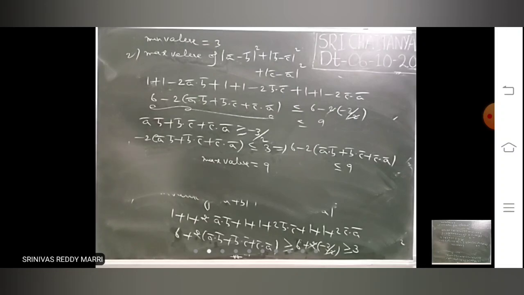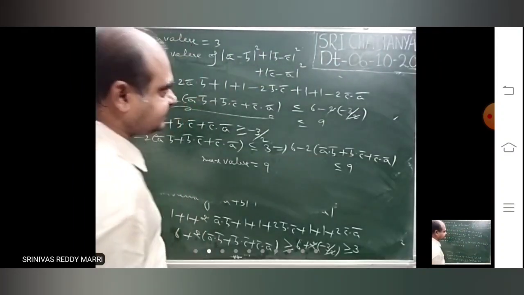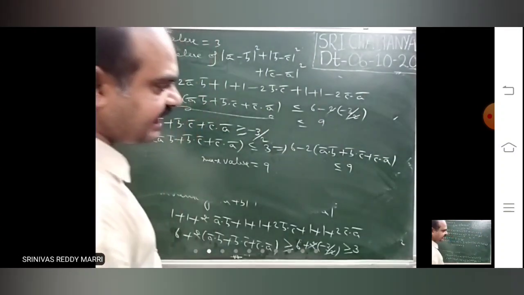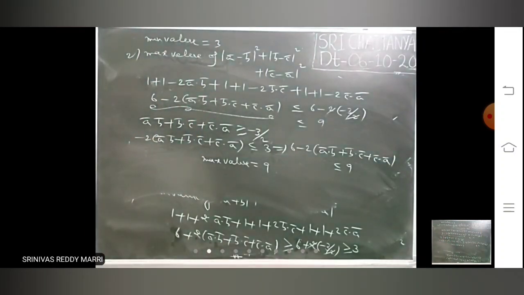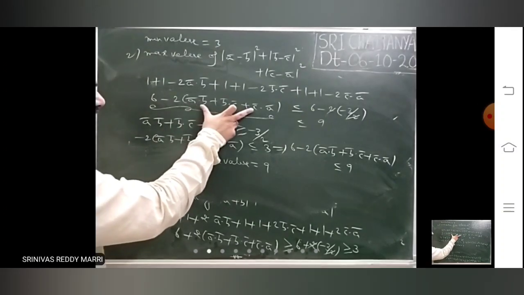This is the one. In some problems you will be asked this value does not exceed dash. Does not exceed dash means what? Maximum value of that does not exceed 9. That means it can't be more than 9. Maximum value is 9.